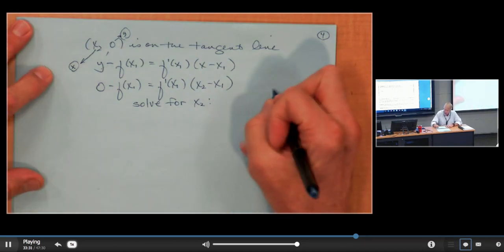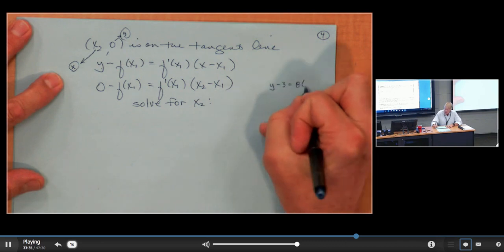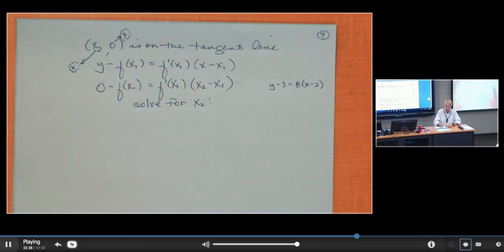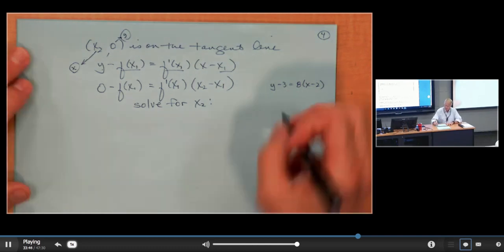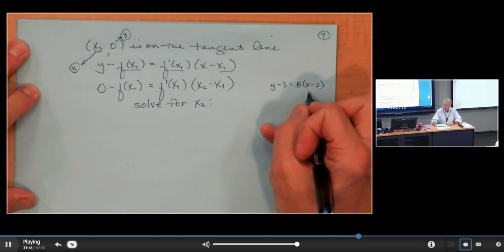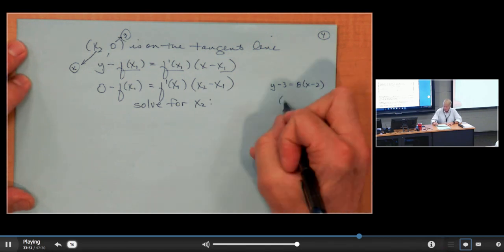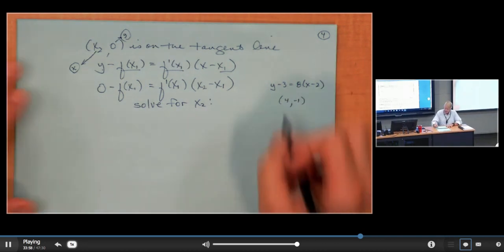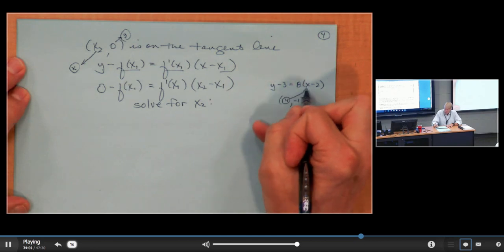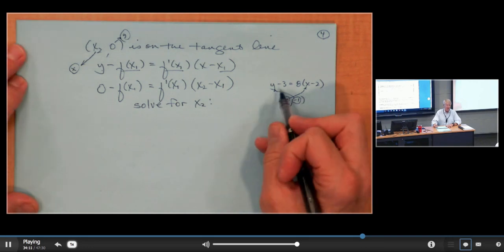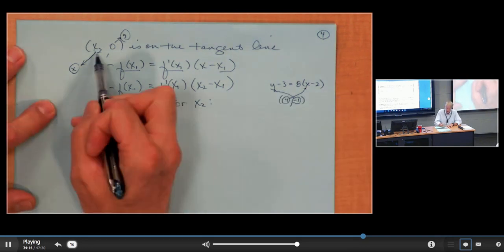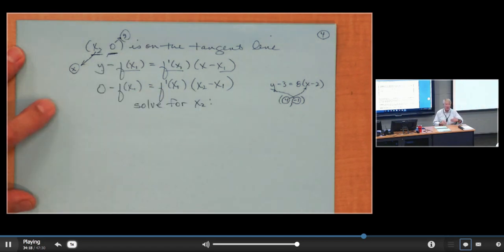So let's say we had y minus 3 equals 8 times x minus 2. We had that equation. So this is a number, that's a number, and that's a number. So we're going to know those numbers. And if we have another point that's on that line, let's say that the point 4, negative 1 is also on that line. Doesn't that mean that I can put in 4 for x and negative 1 for y and it solves that equation? So that's kind of what we're doing. There's a lot of letters here. We're validating that this point is on the line. So we're putting that in for x and that in for y, and it should solve that equation.